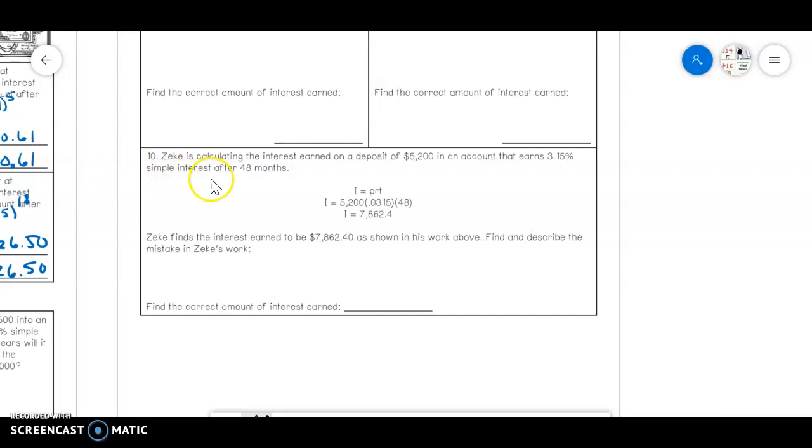Zeke, I'm going to do number 10 with you. It's calculating interest earned on a deposit of $5,200 in an account that earns 3.15% simple interest for 48 months. So first of all, remember, this needs to be 4 years. And when you're working through these, I would suggest you go ahead and write it out yourself instead of looking at their work. So I would say 5,200 times 0.30315 times 4, and already I can see where their mistake was. And then I can go to my calculator.